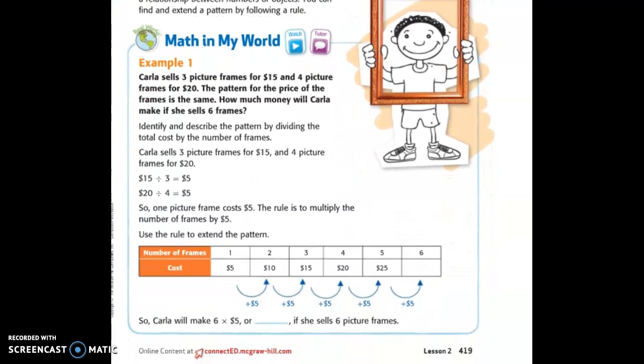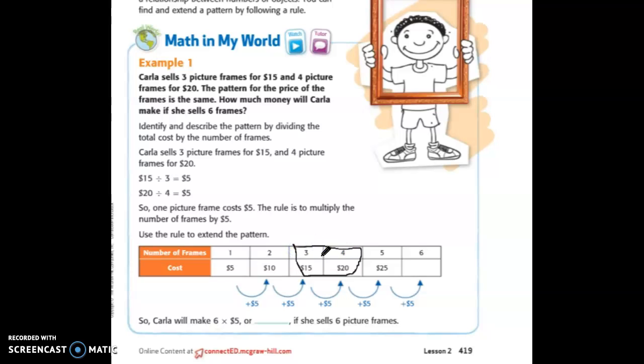Carla sells 3 picture frames for $15 and 4 picture frames for $20. The pattern for the price of the frames is the same. How much money will Carla make if she sells 6 frames? So we're going to identify the problem. We've got 3 frames at $15 and 4 frames for $20. This is information that was already given in the problem. This is what we had given to us.